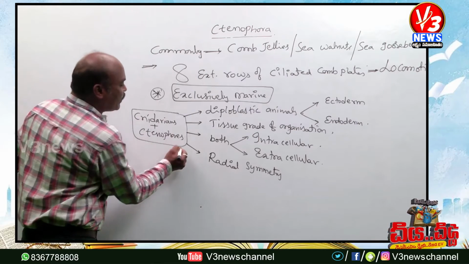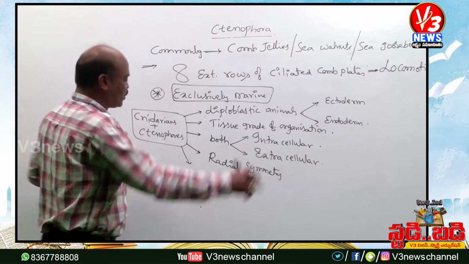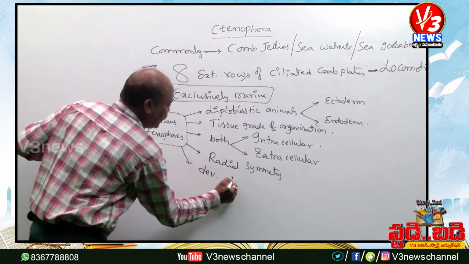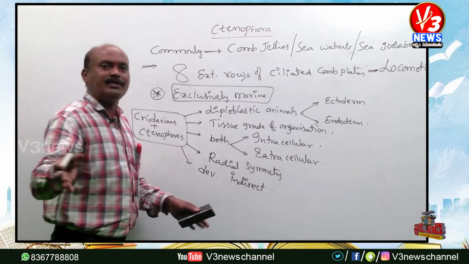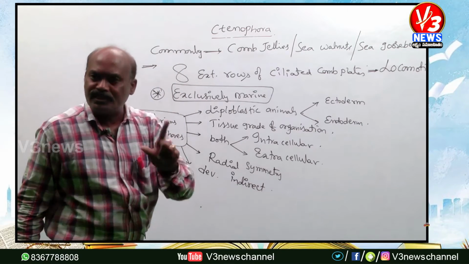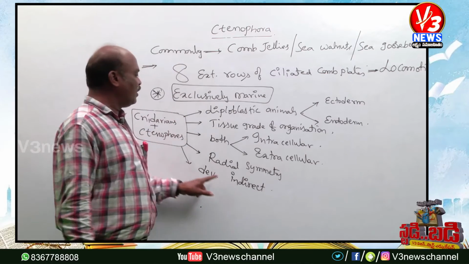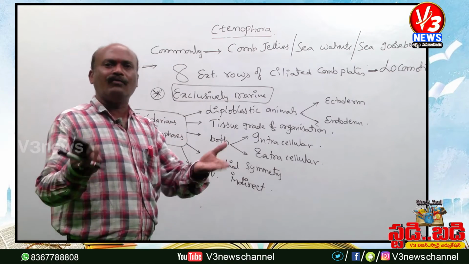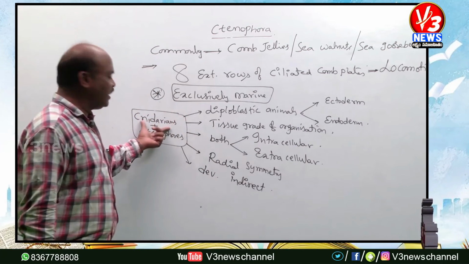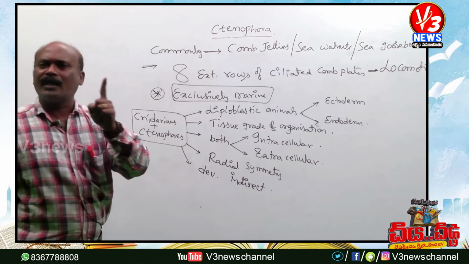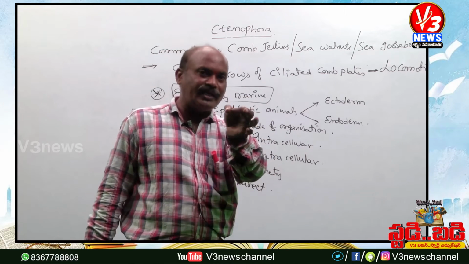And one more common character: the development is indirect. Indirect development means the presence of larval stages. In both of these, the development is indirect and larval forms are present. Yesterday we discussed that in cnidarians, the common ciliated larval form is planula.